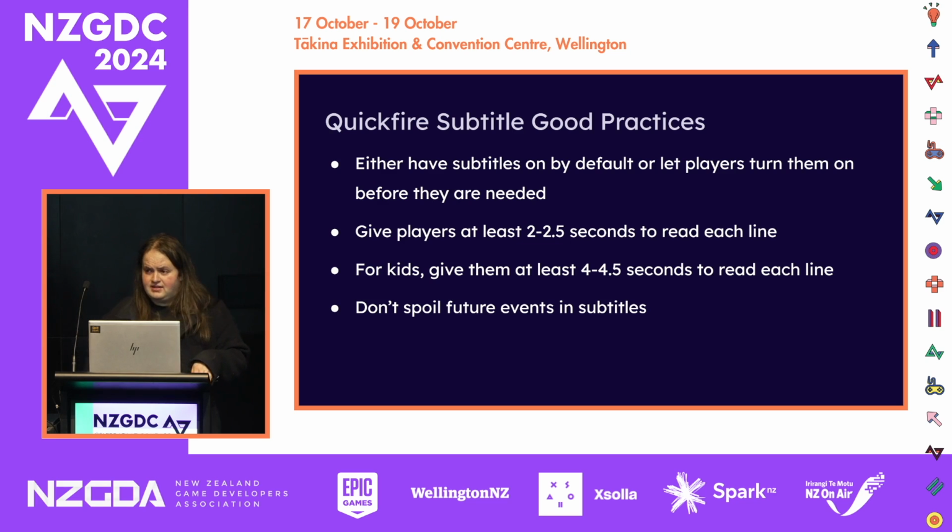Next, give players at least 2 to 2.5 seconds to read a line of subtitles. If you're making a kids game, it's going to need to be longer. I would look at 4 to 5 seconds for that. And also try to avoid spoiling things in subtitles. If someone's cracking a joke, then the punchline should be in a different subtitle. If something happens to somebody as they're speaking, that should probably be in a separate subtitle too. Like, I should not know someone's going to get shot mid-conversation before the shot happens.